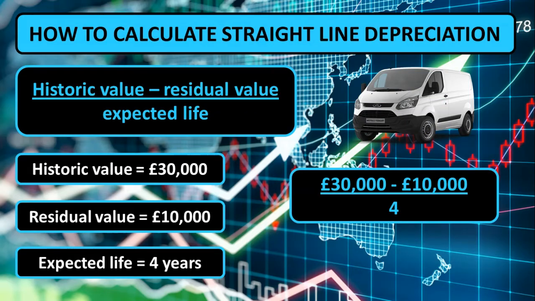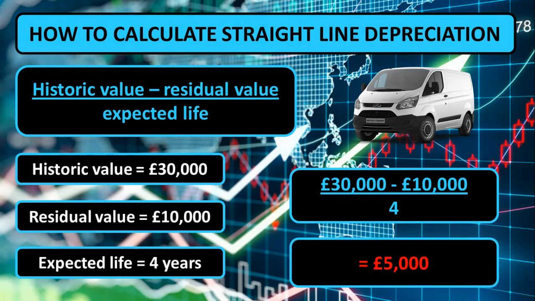£30,000 minus £10,000 equals £20,000, divided by 4. This equals £5,000. This means that the depreciation of the van each year for a duration of 4 years is £5,000. This figure is a yearly expense to the business and is recorded as depreciation on a statement of comprehensive income. In order to apply your knowledge of straight line depreciation, there is a task sheet to complete in the description of this video. Why not have a go at a few examples?